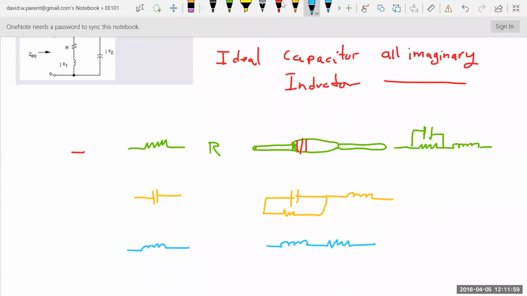I'm just going to put the capacitance here, but these are just like the simplest models. Or maybe the capacitance can be across both of these or across the resistor. All right.